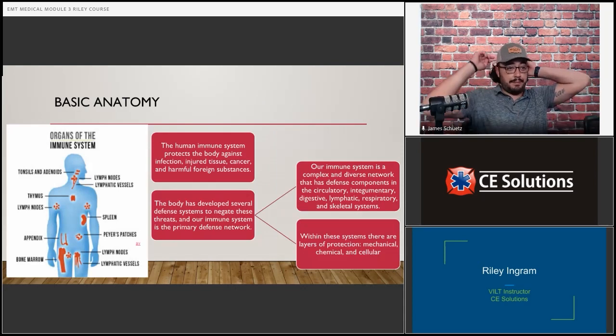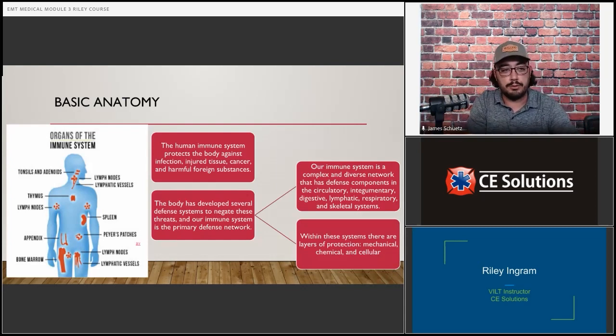All right, so basic anatomy. The human immune system protects the body against infection, injured tissue, cancer, and other harmful substances. We've got several different defense layers in place that do this. Okay. The body has developed several defense systems to negate these threats, and our immune system is the primary defense network. Our immune system is a complex and diverse network that has defense components in the circulatory, integumentary, digestive, lymphatic, respiratory, and skeletal systems. So it's got its fingers in every single pot it can be in, right? It's a part of every game. It's like the all-time quarterback. Within these systems, there are layers of protection: mechanical, chemical, and cellular.